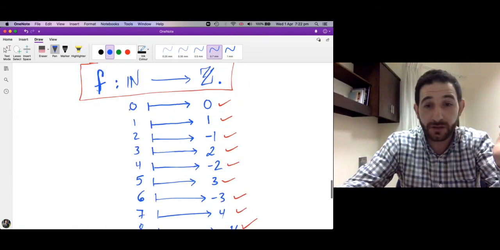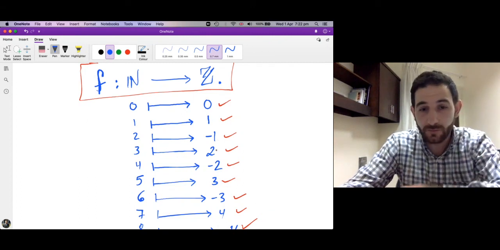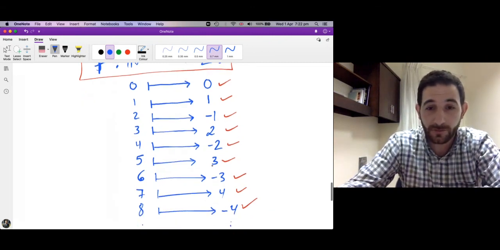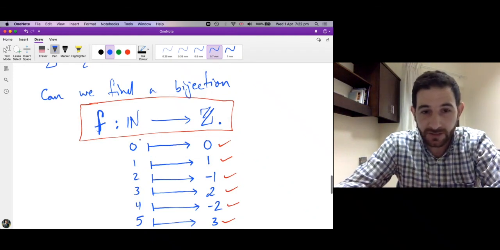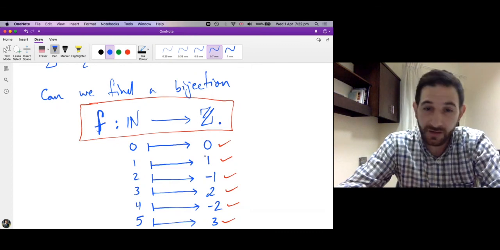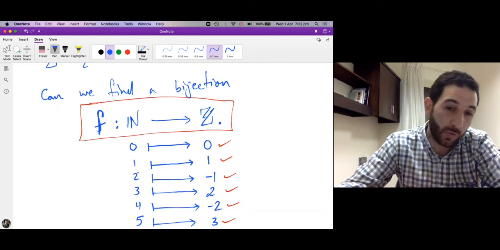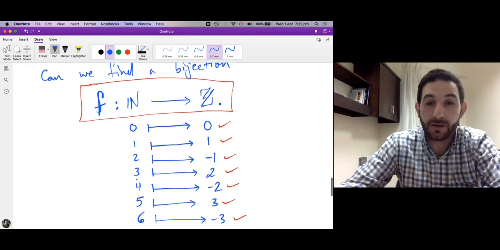The 0 is partnered with 0, 1 with 1, 2 with -1, 3 with 2, 4 with -2, and so on. So every element in the natural numbers has a partner and only one partner, and every integer has one and only one partner in N. This shows these two sets have the same size.